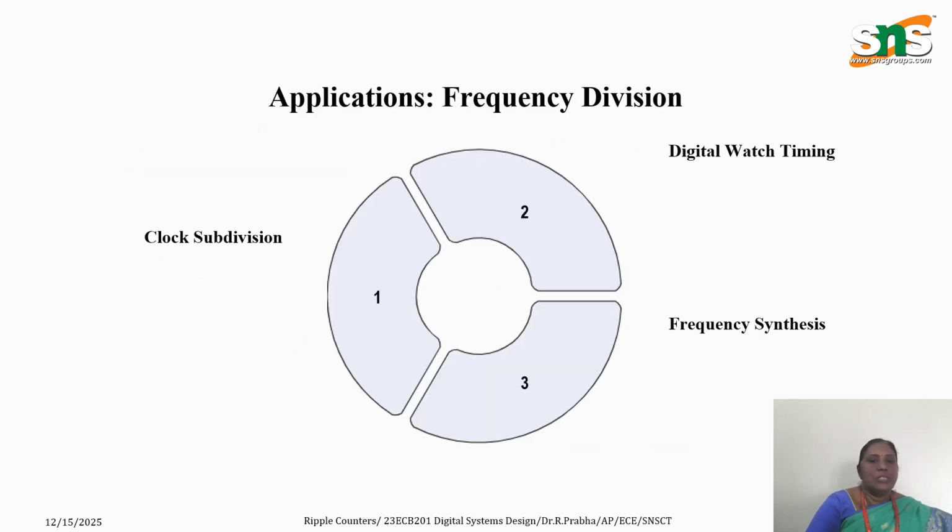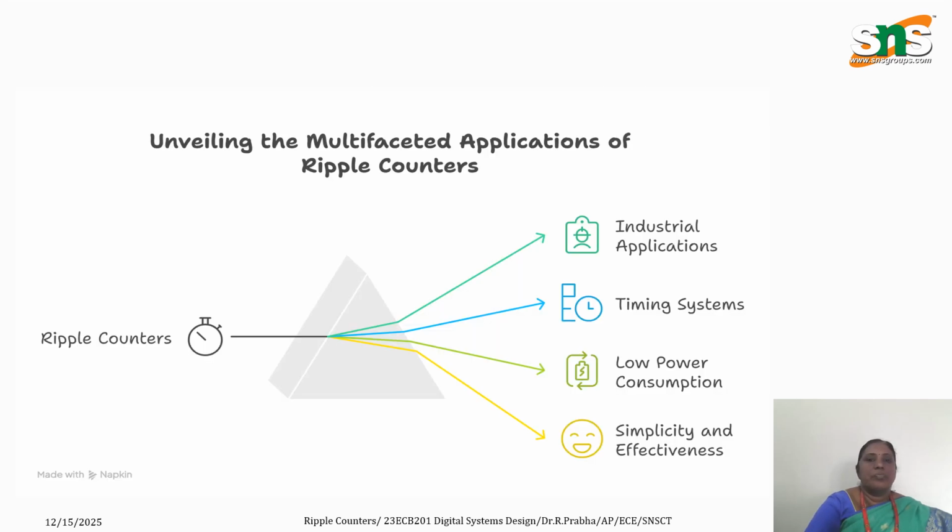And now coming to the applications. One of the very important applications of this ripple counter is frequency division. Here the flip-flop divides the frequency by 2. Because of this reason, it can be useful in clock subdivision, frequency synthesis, and also in the application of timings in digital watches.